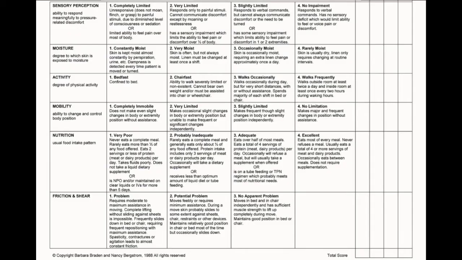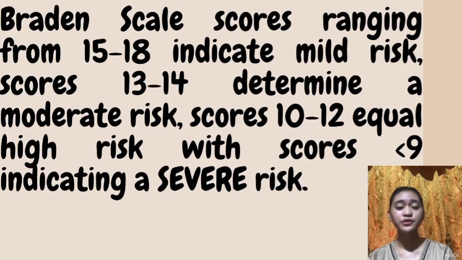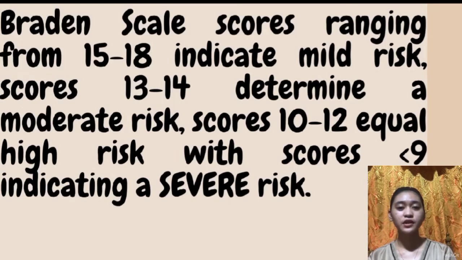There are 6 categories within the Braden scale: sensory perception, moisture, activity, mobility, nutrition, and friction or shear. When the scores from the 6 categories are added, the total scores indicate a patient's risk for developing a pressure injury based on these ranges. With a total of 15 to 18, the patient is at mild risk. With a total of 13 to 14, the patient is at moderate risk. With a total of 10 to 12, the patient is at high risk. With a total of less than 9, the patient is at severe risk. And that would be all on the Braden scale for predicting pressure ulcer risk.